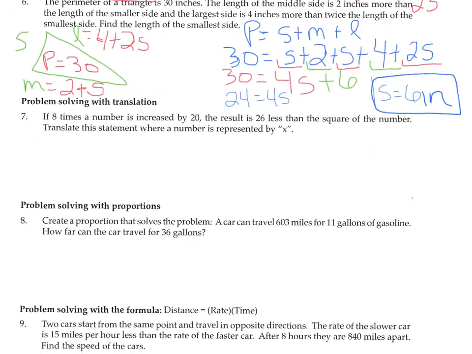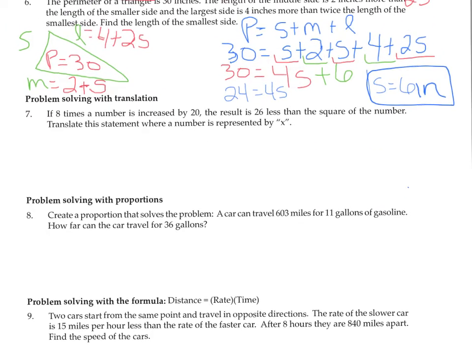All right, the next question. If 8 times a number is increased by 20, the result is 26 less than the square of the number. Translate the statement where the number is represented by X. Okay, we don't have to solve this. It just says to translate, so we're just writing an equation. So if 8 times a number, well, the number is X, so 8 times a number is 8X. Is increased by 20. Increased means add, so that's plus 20. The result is means equals.